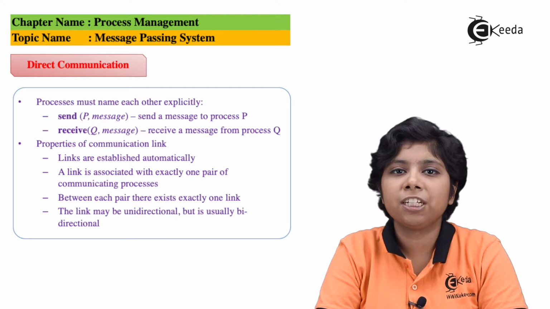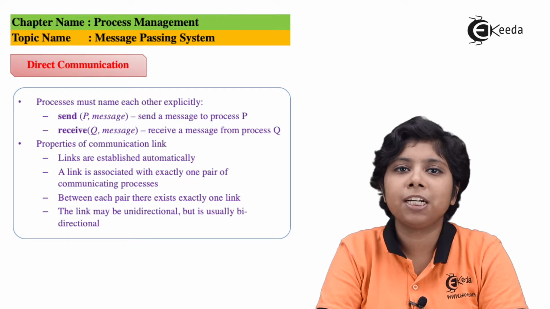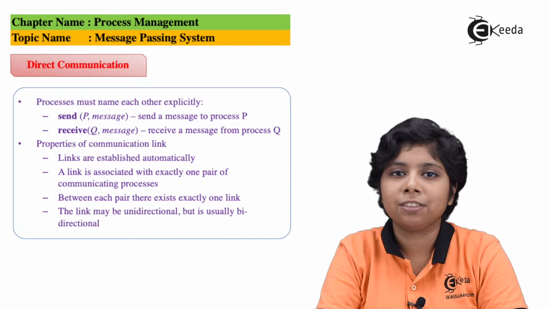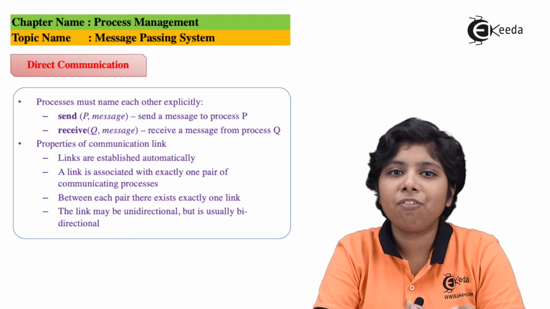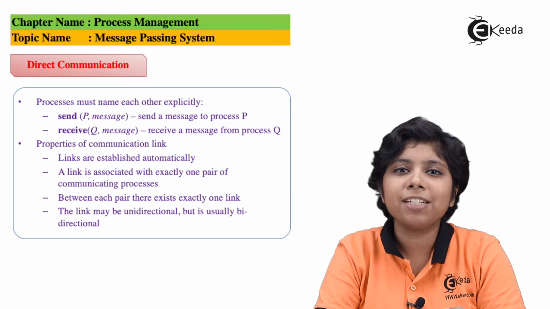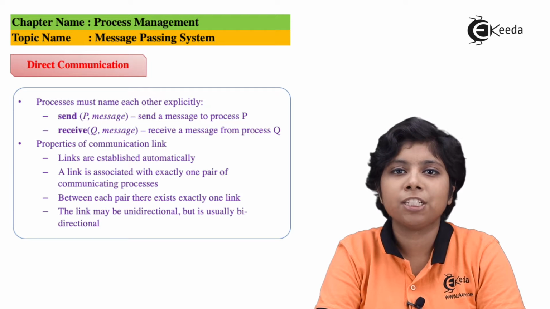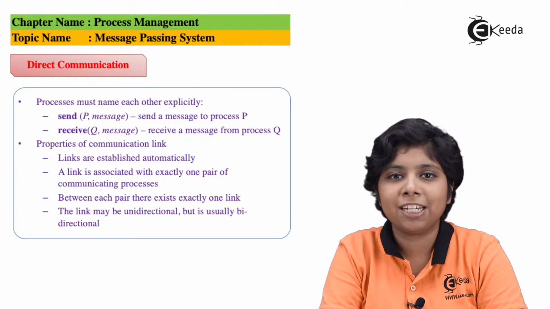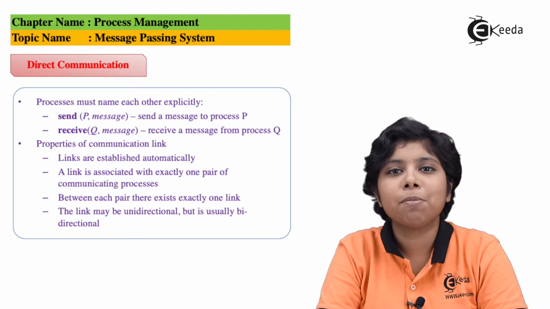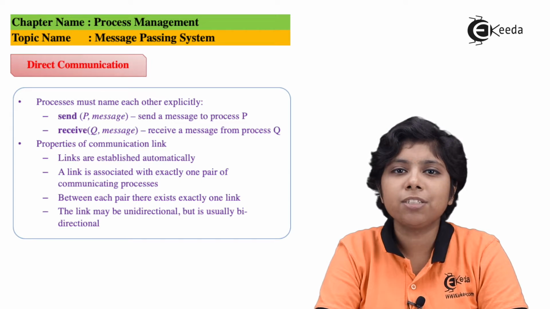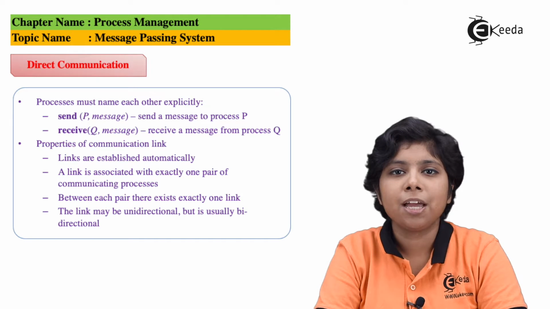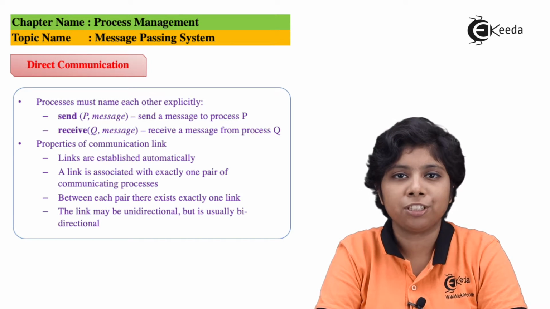The 2 primitives here, send and receive, can be used in this way. The send function takes 2 parameters, the process name P and the message: send(P, message) defines that a message should be sent to the process P. And receive(Q, message) says that the message is received from the process Q only. In this way, send and receive can be done in direct communication.